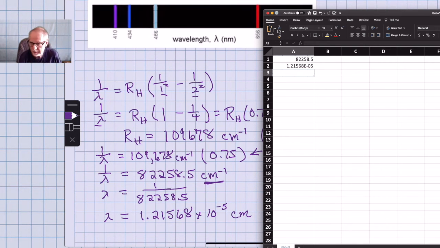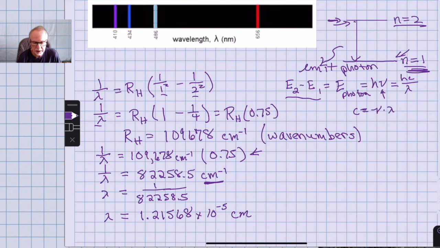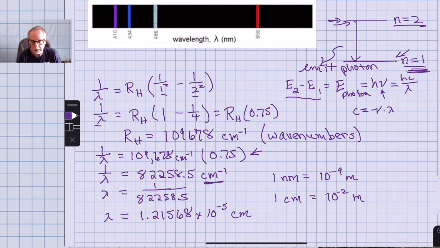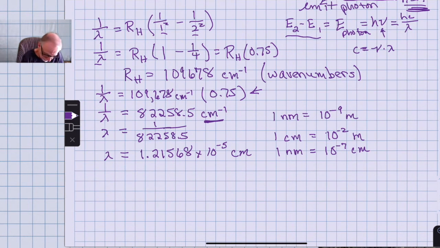I'm just going to make my Excel document disappear here for a second. We know that 1 nanometer is 10 to the minus 9 meters. We also know that 1 centimeter is 10 to the minus 2 meters. So 1 nanometer is equal to 10 to the minus 7 centimeters. That's the relationship we need to know, because our wavelength value here is in centimeters. So how do we do that conversion? I'm going to go ahead and type this in again.